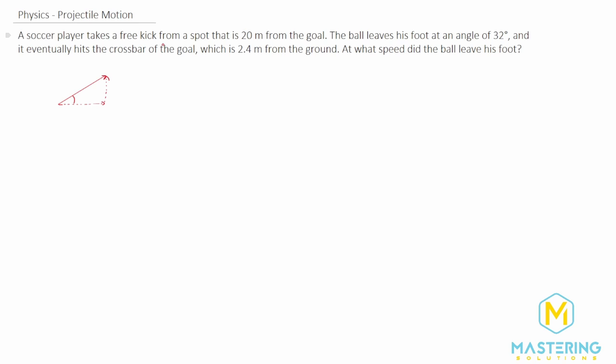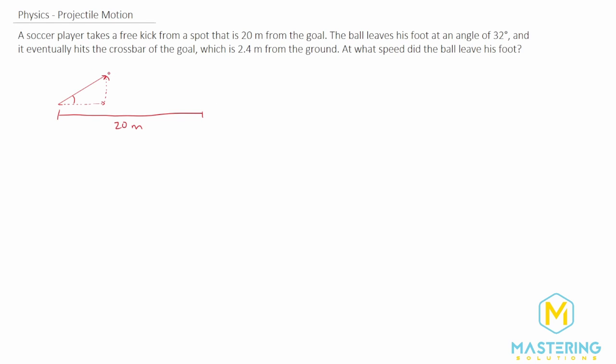This is another projectile motion problem, and they tell us that we have a soccer player who takes a free kick from 20 meters away from the goal. So we'll say right here, over to here, wherever the goal is, 20 meters. And when it eventually hits the crossbar of the goal, it's 2.4 meters above the ground.